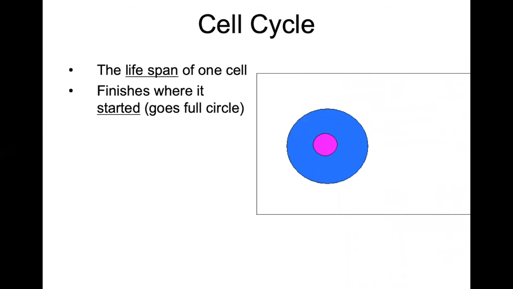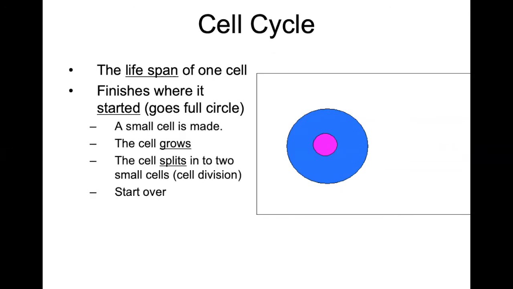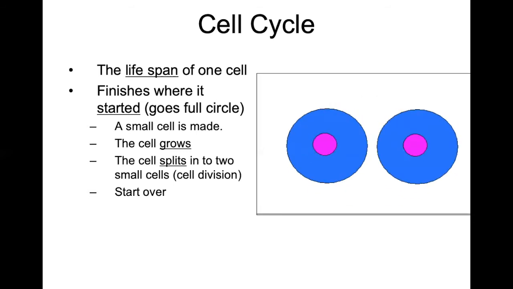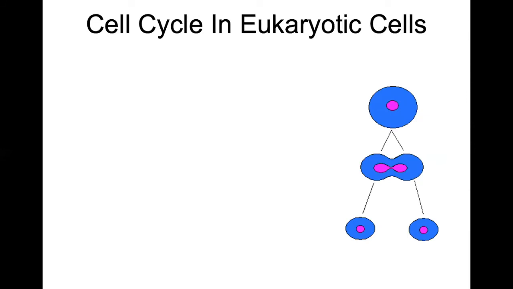The cell cycle is the lifespan of one cell. Remember, I showed you a clock. From beginning to end, it is a time frame. And because it's a cycle, it is going to finish off where it started. As I showed you in the overview, we started off with a small cell and it grew and split into two small cells. And then each one is going to go through its own cycle of growing and splitting, growing and splitting. It's going to always end where we started.